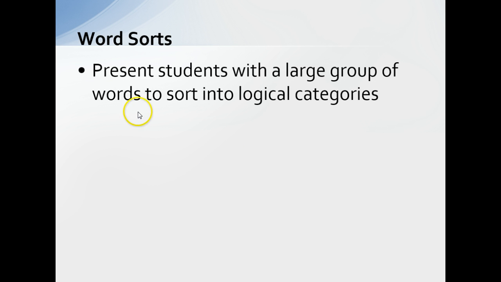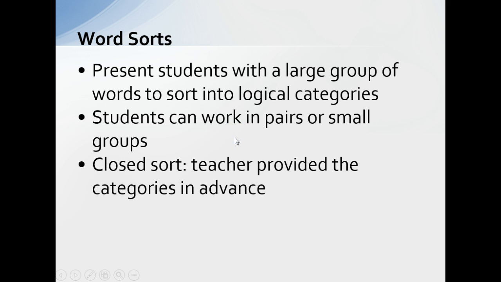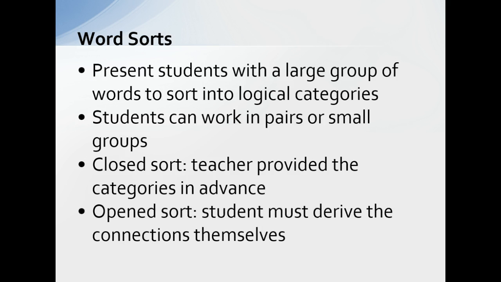We present students with a large group of words to sort into logical categories. Students can work in pairs or small groups. There are different types of sorts: closed sorts or open sorts. A closed sort is where the teacher provides the categories in advance. For instance, me providing vegetables and fruit in advance would mean that is a closed sort. An open sort means that the students have to figure out the connections themselves and make the categories on their own, which is also a really good idea, and it helps students to think beyond the tasks that they're being given.